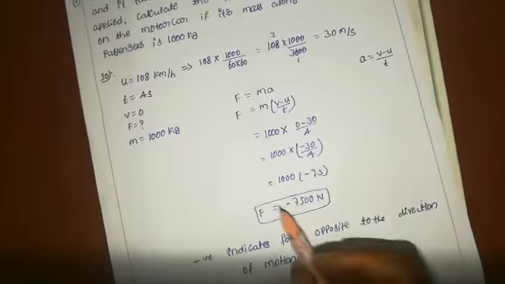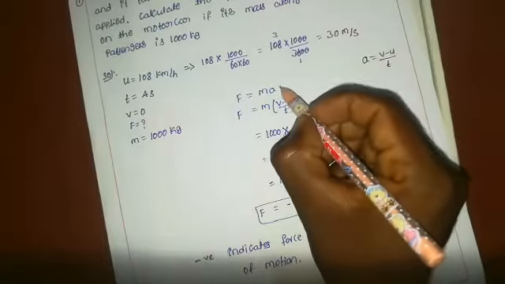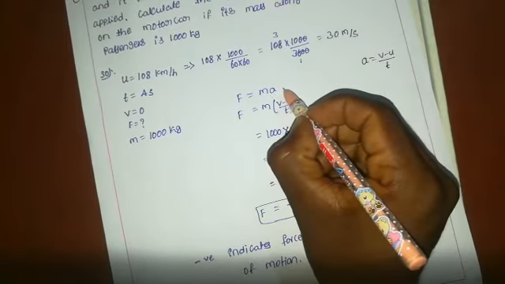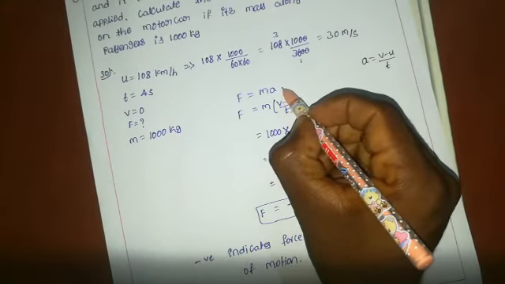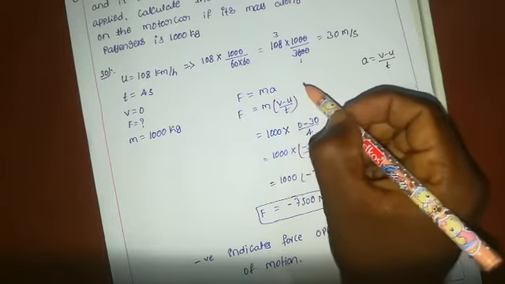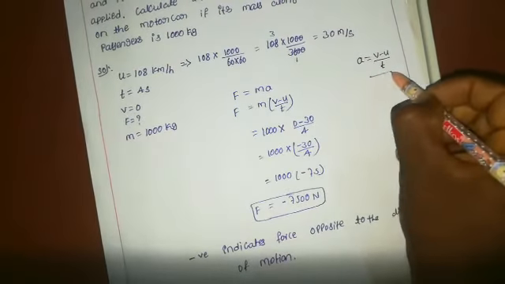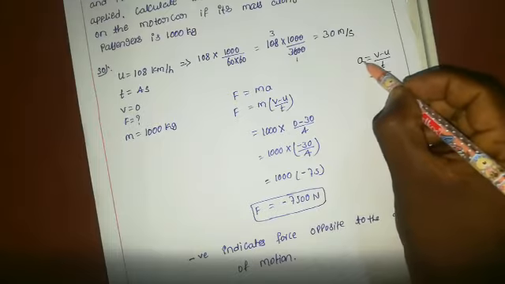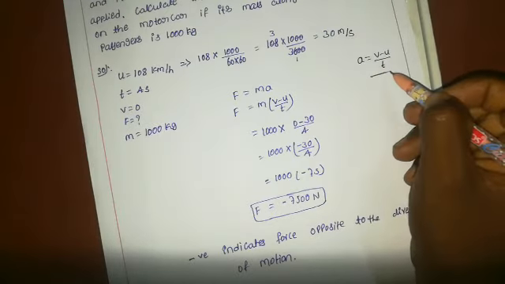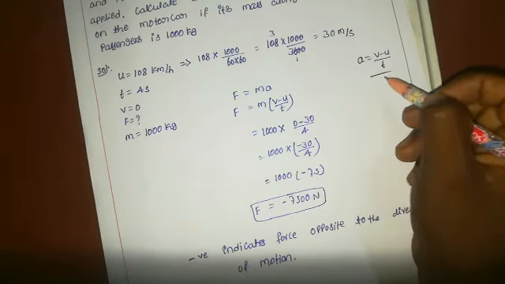We find out the force by using the equation F is equal to ma, that is, force is equal to mass into acceleration, and this is the expression for acceleration, that is change in velocity with respect to the time taken.